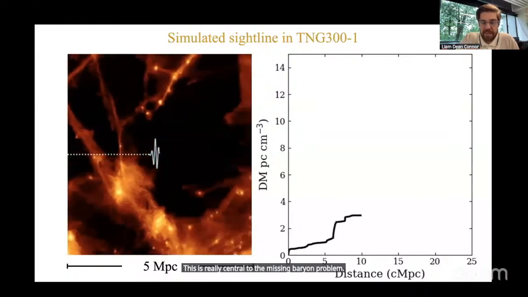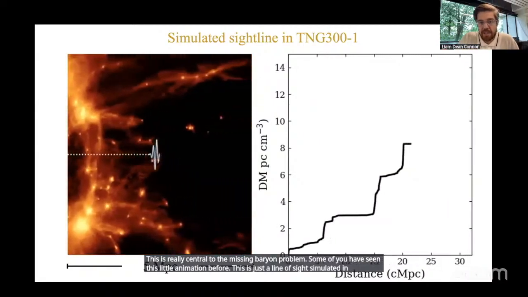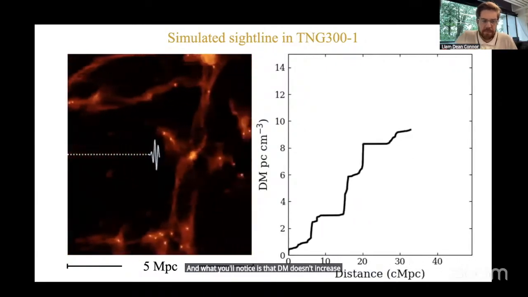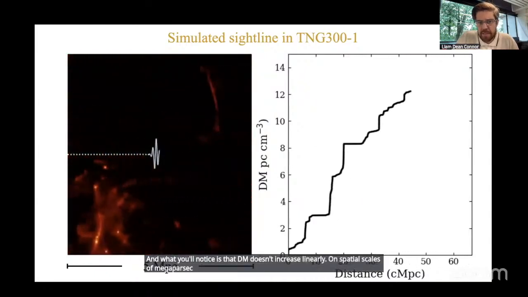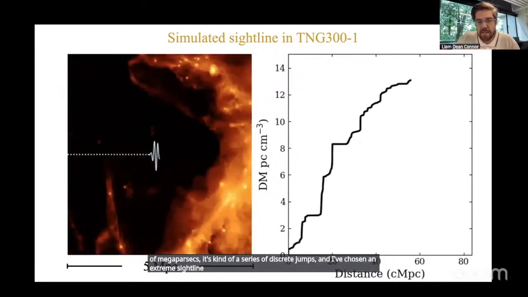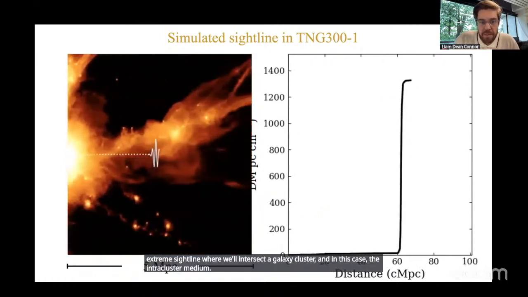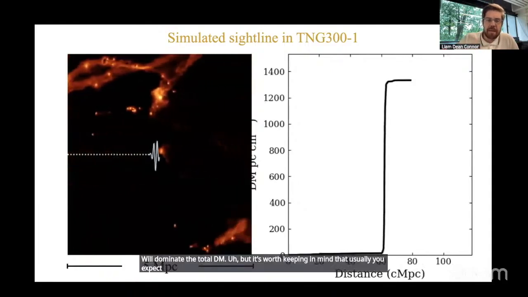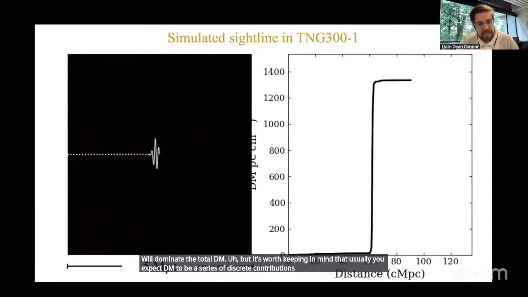Some of you have seen this little animation before. This is just a line of sight simulated in IllustrisTNG. And what you'll notice is that DM doesn't increase linearly on spatial scales of megaparsecs. It's kind of a series of discrete jumps. And I've chosen an extreme sight line where we'll intersect a galaxy cluster. And in this case, the intracluster medium will dominate the total DM. But it's worth keeping in mind that usually you expect DM to be a series of discrete contributions from filaments and sheets and halos.